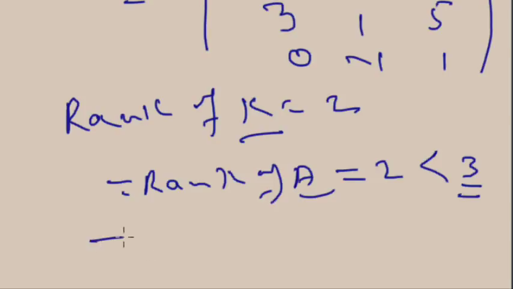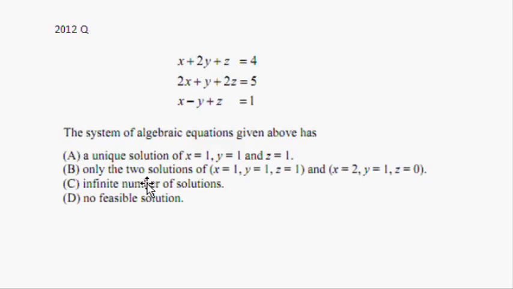So the rule says that if the rank of A is equal to the rank of K, which is less than the number of variables, then there is an infinite number of solutions. So you see here, infinite number of solutions. C is the correct answer.